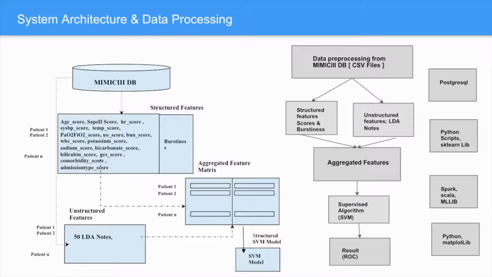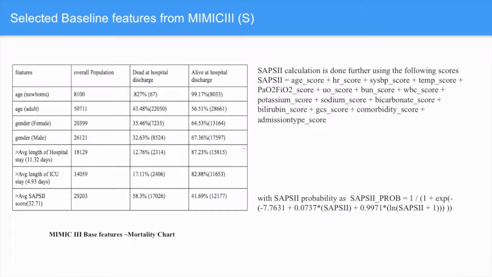On the right side, we have tried to explain data processing and the corresponding software used: extracting and creating views using PostgreSQL and then cleansing the data using Python script. We used Spark Scala to create and process the aggregated features, and then used Python MLlib to draw the chart of ROC scores. In this slide, we try to explain the motivation behind selecting those structured features.